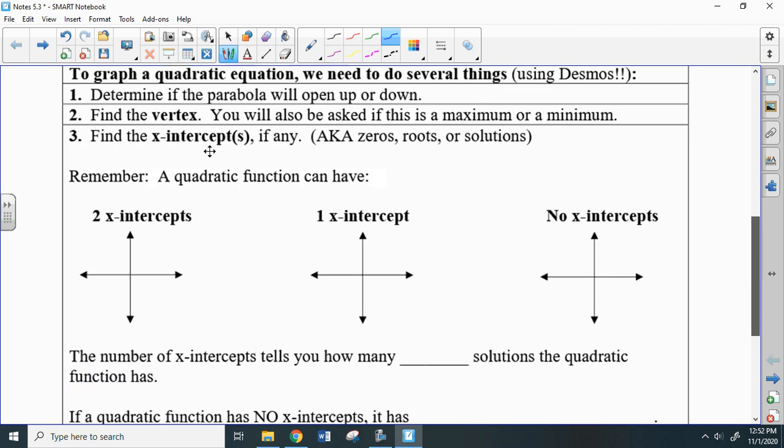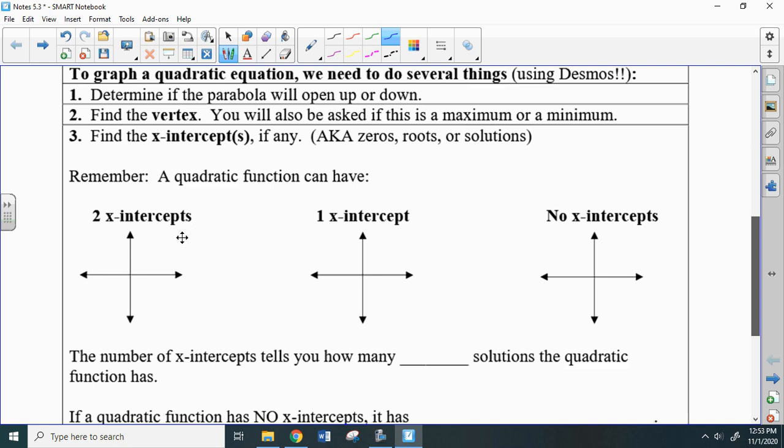Then you're going to find the x-intercepts. How does that relate to our solving? Well, remember the solutions are the same thing as the x-intercepts. When we did it before, we called them zeros because that's what makes the equation equal 0, which is also what makes an x-intercept or a solution. So finding the x-intercepts is the same thing as finding the zeros, the roots, or the solutions.